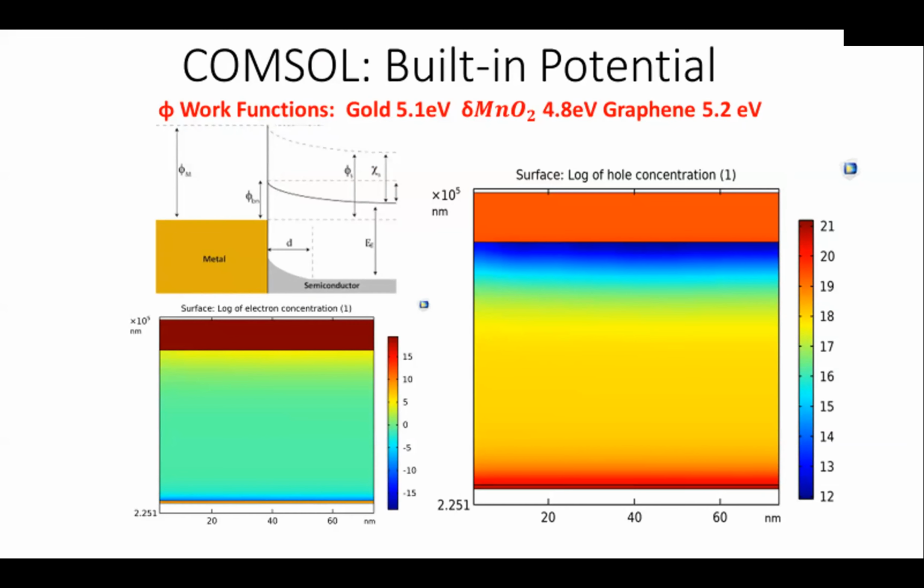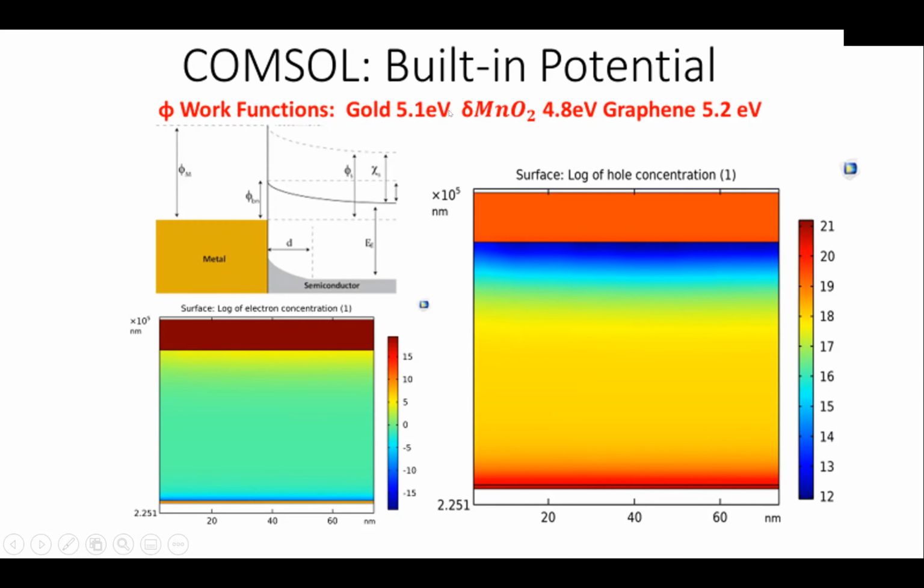Here you can see my COMSOL model for the built-in potential. I have created just a heterostructure of the manganese dioxide and the graphene with the gold metal contact on top. The lower layer, the thin layer here, is the graphene, the middle is the manganese dioxide, and the top is the gold.